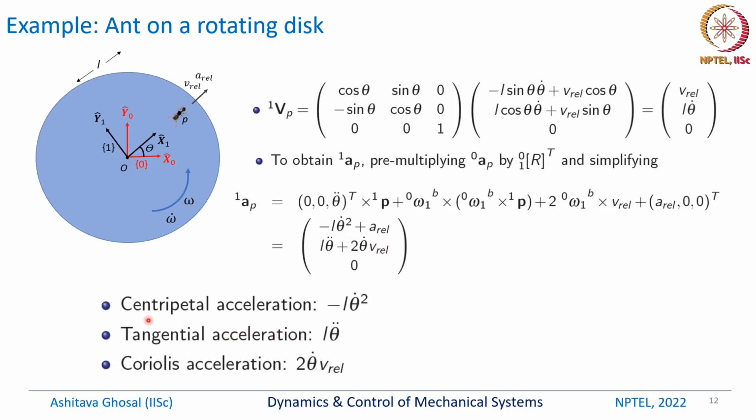So in summary, we have a centripetal acceleration, which is minus L theta dot square. We have a tangential acceleration, which is L theta double dot. Then we have a Coriolis acceleration, which is 2 theta dot V rel. I'm sure many of you would have seen similar expressions in your undergraduate mechanics, but again, the whole idea is that we want to do it in a nice, systematic, formal way. Okay, and we show how the space fixed and body fixed angular velocity vectors appear.